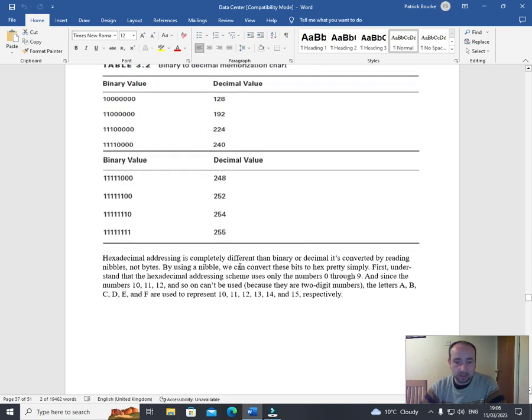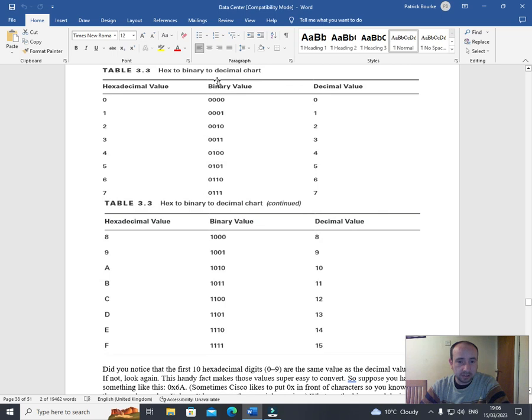Hexadecimal addressing is completely different than binary to decimal. It's converted by reading nibbles, not bytes. By using a nibble, we can convert these bytes to hex pretty simply. First, understand that the hexadecimal addressing scheme uses only the numbers 0 through 9, and since the numbers 10, 11, 12 and so on can't be used because they are 2-digit numbers, the letters A, B, C, D, E and F are used to represent 10, 11, 12, 13, 14 and 15 respectively.